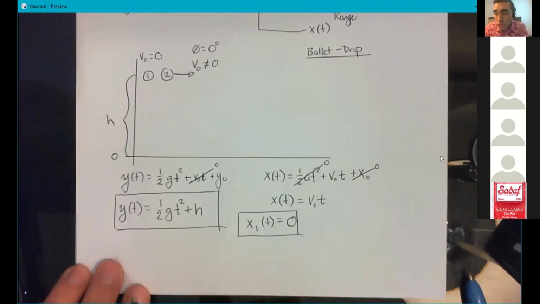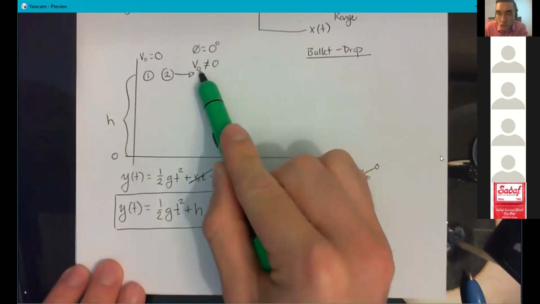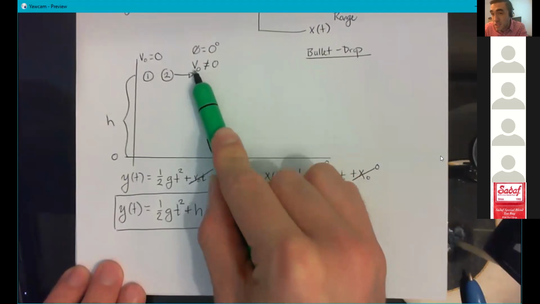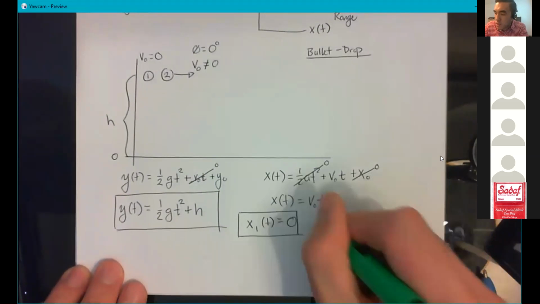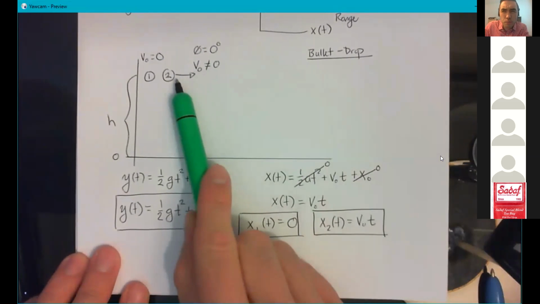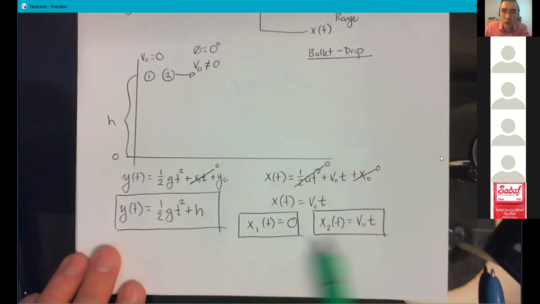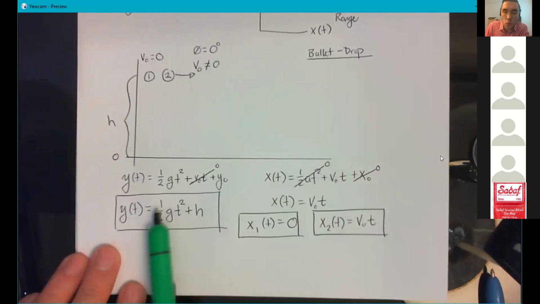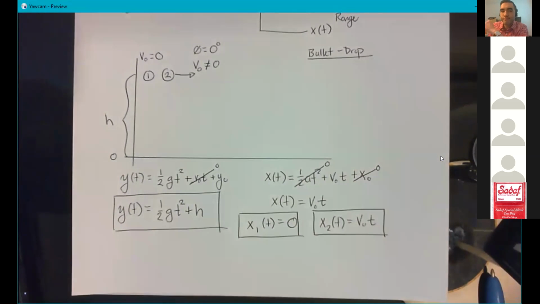Now for ball number 2, x2 of t, that's going to be equal to its initial velocity, because I don't know what this velocity is, but all that matters is that it's not 0. And so ball 2 is going to have an equation of motion, v sub o t. And if you want to know, well, hey, what does this ball do? That is going to be some kind of combination of equation 1 and equation 2. We need to combine its x equation and its y equation. Now, how can we solve for the time of flight? Which one of these equations could give us back that time? The third one.